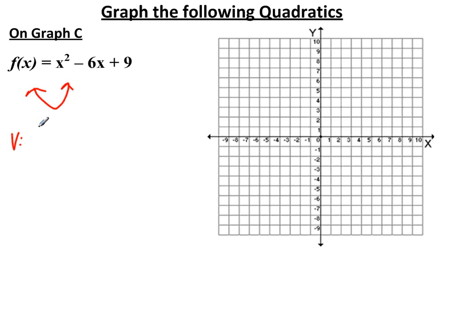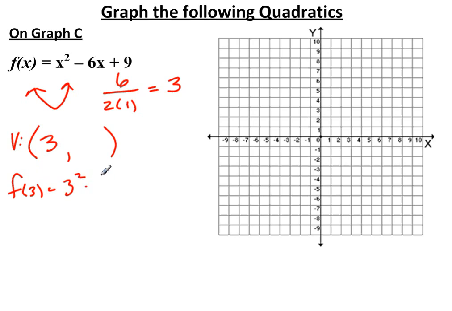The vertex, again, is the opposite of b, which is the opposite of -6, so +6, divided by 2 times +1, which gives me 3. I'm going to substitute that into my function. So I'm going to get 3 squared minus 6 times 3 plus 9. So this is 9 minus 18 plus 9. So 9 minus 18 is -9, plus 9 is 0. So now I get a vertex at 3, 0.